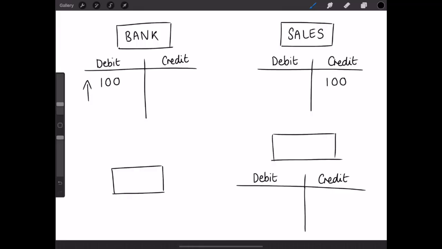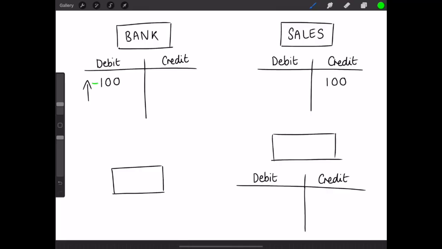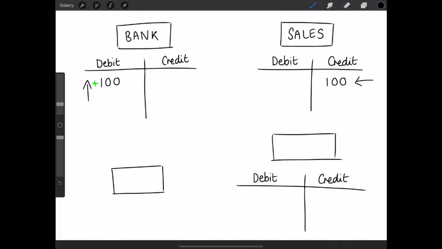But what does this mean? Let's have a look and understand it. Well, first of all, from a bank point of view, our bank balance has gone up £100 and we expect that. That's what we want to see. We've now got an extra £100 in our bank that we can spend on whatever we want to spend it on. And on the credit side, we're showing the credit of £100. And what that means is that our sales are now showing £100 more.